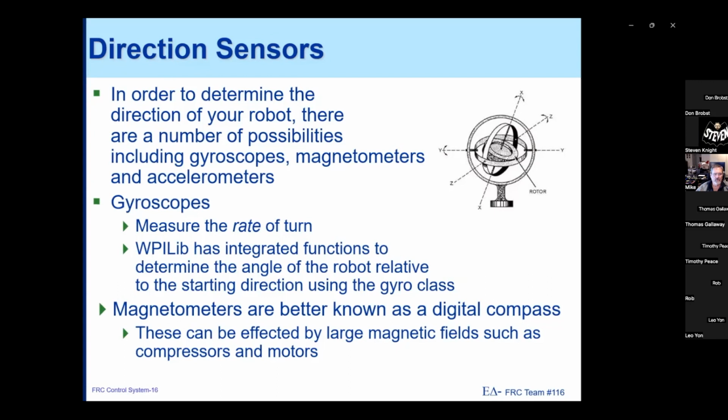Magnetometers are also known as digital compasses. And a digital compass can be impacted by a large magnetic field, such as what we see with the compressor or motors. Therefore, magnetometers typically aren't of much value, even though it's a compass and you could potentially use it as an absolute measurement to determine where north is, for instance. It doesn't have as much value in FRC applications because of the existence of these big motors that we'll typically have on the robot.